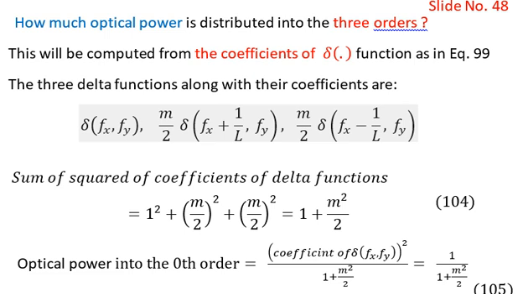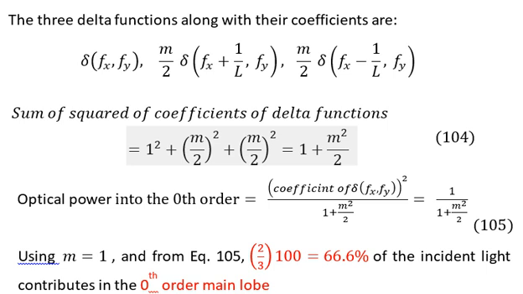The leftmost delta function has 1 as the coefficient. Now we are going to carry out the energy distribution in each of these peaks of the delta functions, or the sinc functions. For that, we are going to carry out the sum of squares of the coefficients of the delta functions. So three delta functions, three coefficients: 1 square plus m by 2 square plus m by 2 square. That becomes equal to 1 plus m square by 2, as in equation number 104. This is the sum of squares of the coefficients of the delta functions.